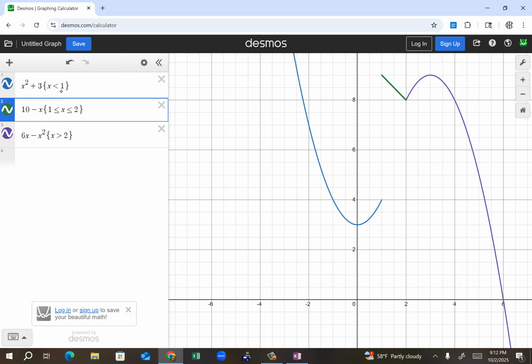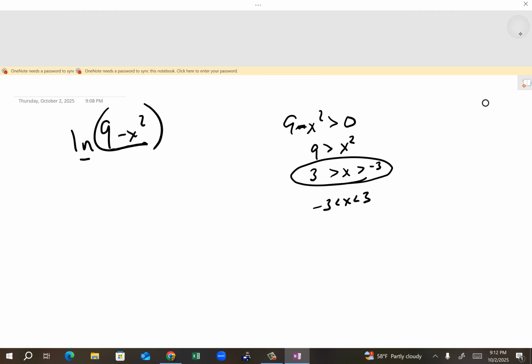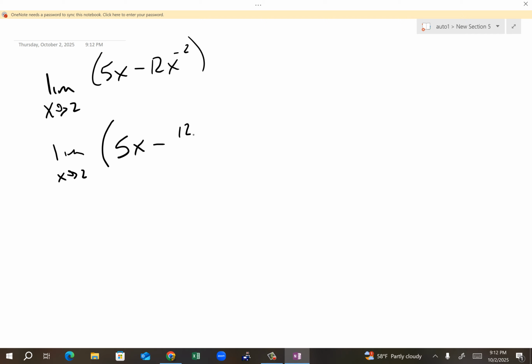Last couple I want to do here just for fun is this. If I ask you to find the limit as x approaches 2 of 5x minus 12x to the minus 2, which of course is the same thing as saying the limit as x approaches 2 of 5x minus 12 over x squared, okay, is this continuous? 5x. Sure is. Is this continuous at 2? In other words, you put 2 in, you're going to get over 0. No. So they're both continuous. So this is a continuous function, and this is a continuous function.